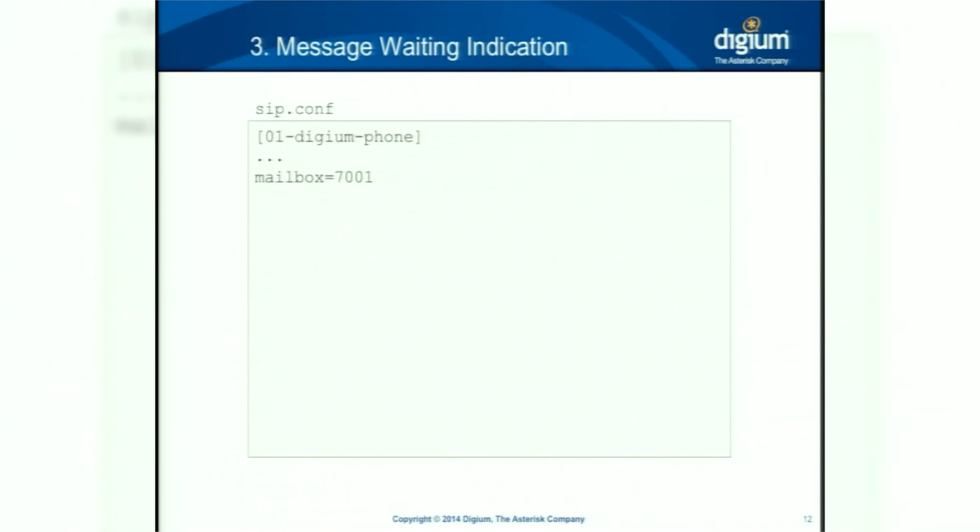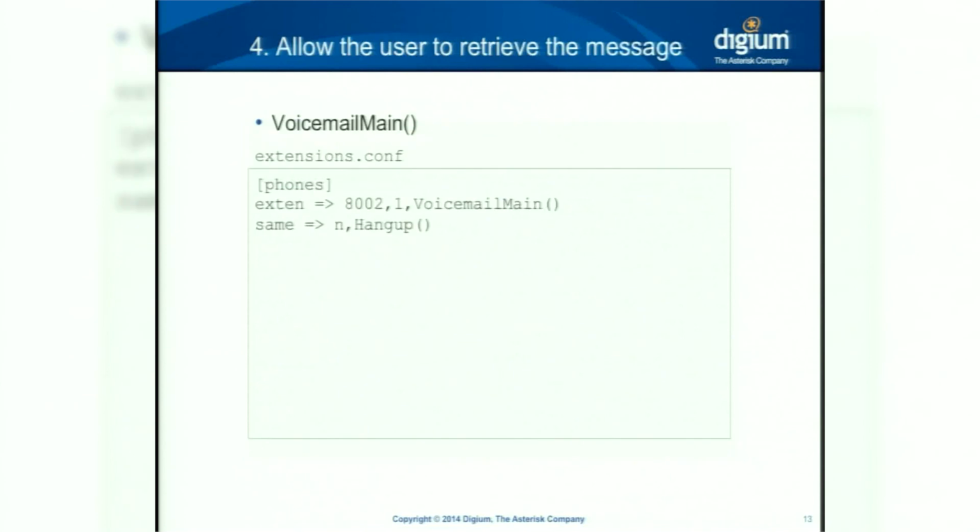So now that the message is left, we want the user to know that they have a message waiting, and this is how we set the message waiting indicator. In sip.conf, we'll go to the section for that phone and say mailbox equals and the mailbox number. This is where Asterisk is configured to essentially make the little red light blink on the phone. Until you configure this, you can leave a message in the mailbox, but the phone will never know that there's a message waiting. So this is how we control the behavior. That's step 3 in our 4-step process.